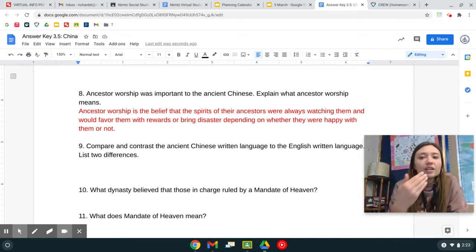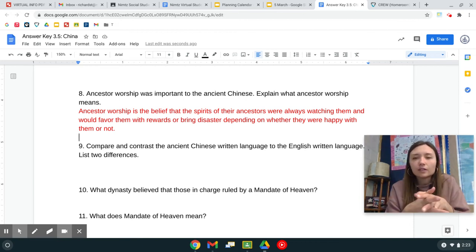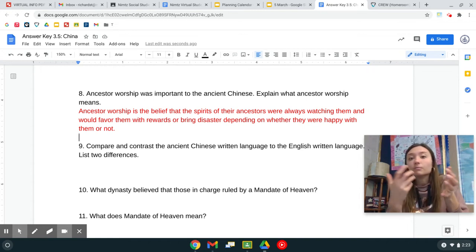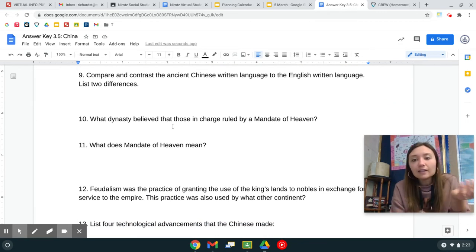So you were always kind of thinking, very similar to the Egyptians, you believed that even though people died, they were still with you. And the Egyptians did bury them and had certain rooms for their dead. But they mummified them and they kind of believed that they were still part of life, right? And Chinese were a little similar, where they thought their ancestors were watching them and they would favor them if they were doing really good or bring a disaster if they weren't happy with the decisions that they were making, right?